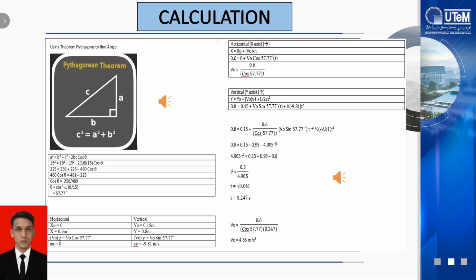After that, we substitute equation 1 into equation 2. From that, we can get t, which is the time of flight, and we get 0.247 seconds. After we get the time, we substitute the time into our first equation, and we can get the final answer, which is velocity equals 4.55 meters per second.